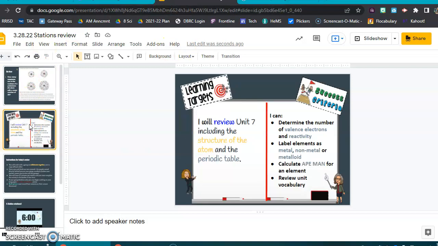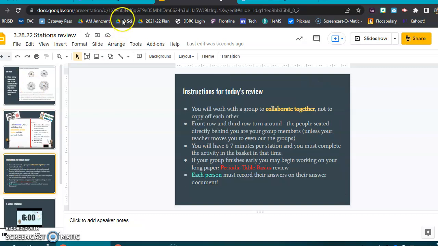Today I'm going to review Unit 7, including the structure of the atom and the periodic table. We can determine the number of valence electrons and reactivities, label elements as metal, nonmetal, and metalloid, calculate 8-man for an element, and review unit vocab. So how are we going to do that? Here's what we're going to do.